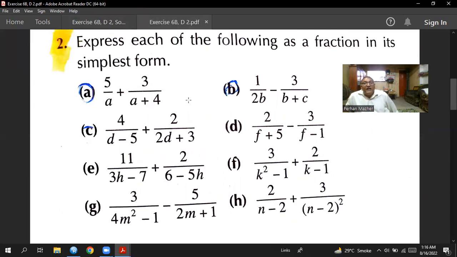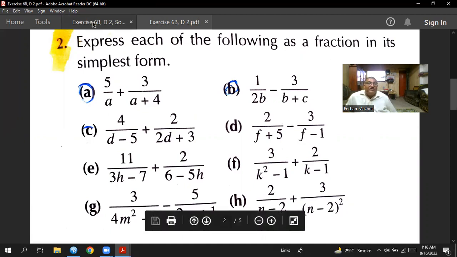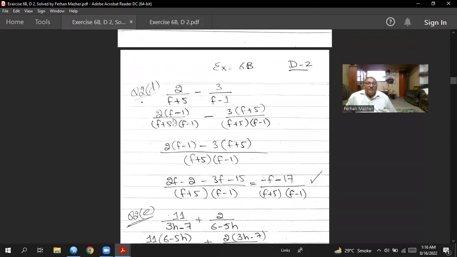It's the D part. Here you have 2 divided by f plus 5 minus 3 divided by f minus 1. So both of these denominators, these expressions, are totally different from each other. So both of them will be in the LCM. So the first fraction here, multiply upstairs and downstairs with the bracket f minus 1. In the second fraction, multiply upstairs and downstairs with f plus 5. So let me show you.